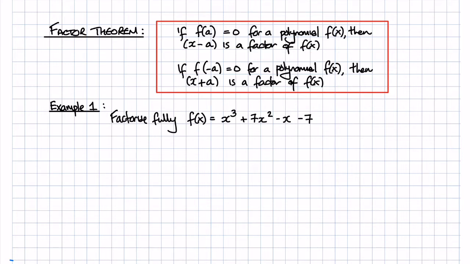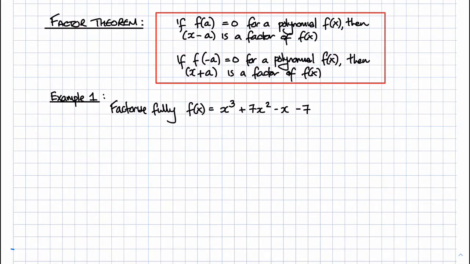And if f of minus a is equal to 0, then x plus a is a factor of f of x. So we're going to be running through 3 different examples where we need to be able to apply the factor theorem to be able to factorize a cubic polynomial. So let's start off with example number 1.